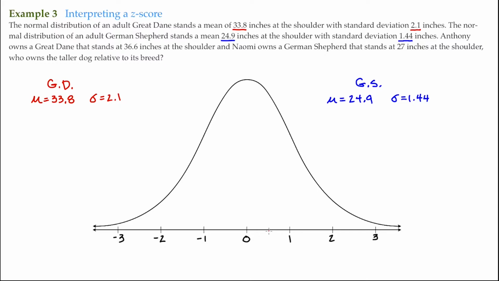So for the Great Dane, we have 33.8. And then we just count up the 2.1 as we go up, and then count down the 2.1 as we go down our number line. So this is 35.9, 38, and 40.1, and of course we count down. It's 31.7, and all we're doing is subtracting the 2.1, the 2.1 of its standard deviation.